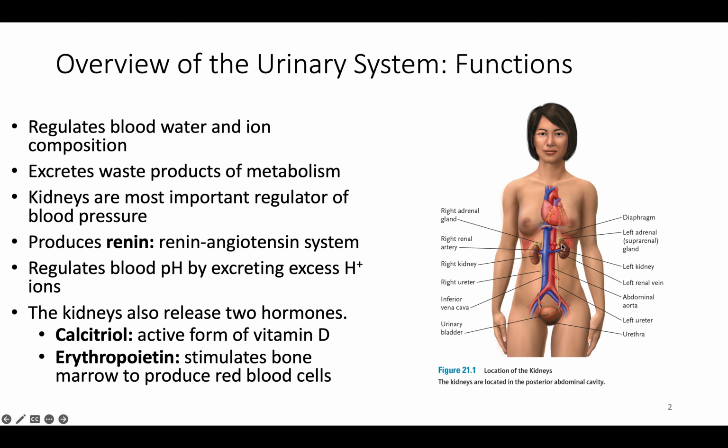The adrenal gland is responsible for secreting things like epinephrine and norepinephrine from the chromaffin cells. These are the arteries that feed into it. Here we have the renal arteries and the renal veins returning. And then the ureters descend out of the kidneys down into the urinary bladder, which stores the urine until we voluntarily excrete it through the process of micturition out the urethra.